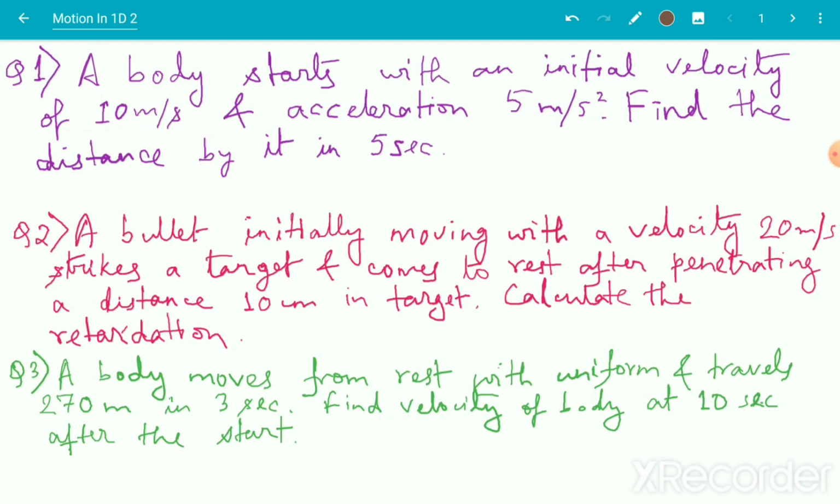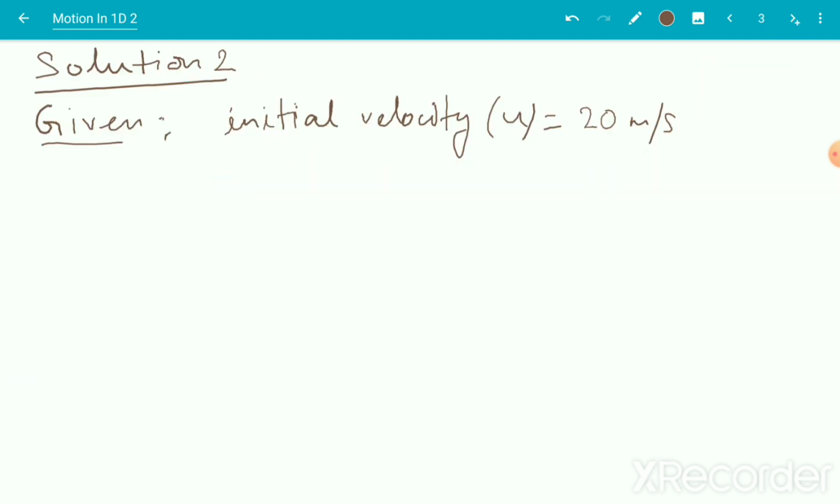Then it strikes a target and comes to rest after penetrating a distance of 10 centimeter. So for our given problem, the distance moved is 10 centimeter, because we need to see what distance it moves after penetrating, since only in that period does the retardation come into play. As we are solving the problem in SI units, it is better to convert the 10 centimeter into meter. So 10 by 100 turns out to be 0.1 meter.